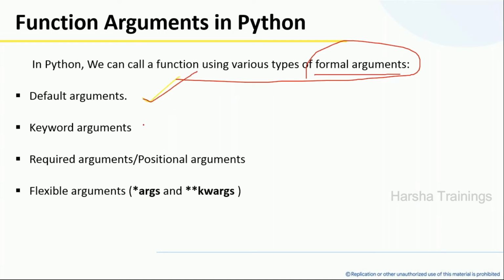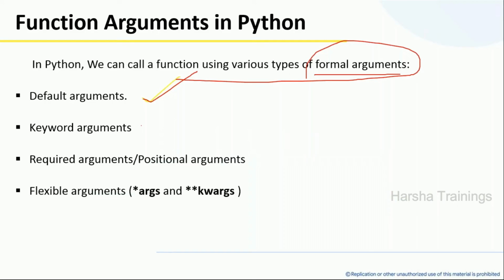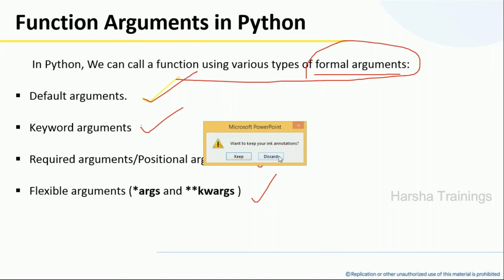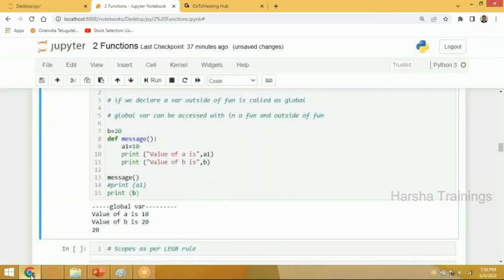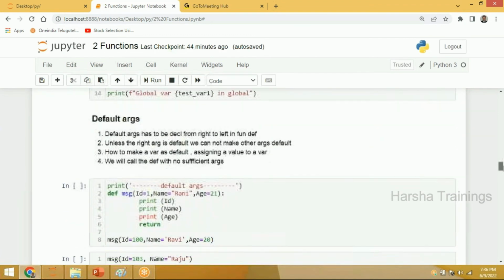First one is default arguments. Second one is keyword arguments. Third one is positional arguments. Fourth one is flexible arguments. If you permit me, I will discuss default arguments first. I have beautiful notes in the program. First let me take the program and explain what default arguments are.